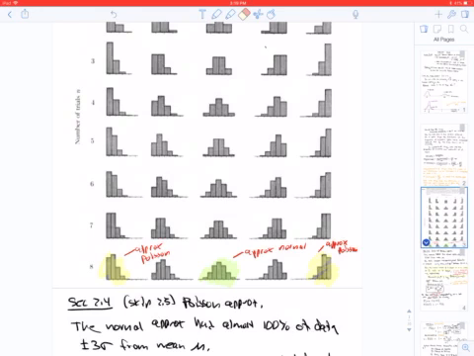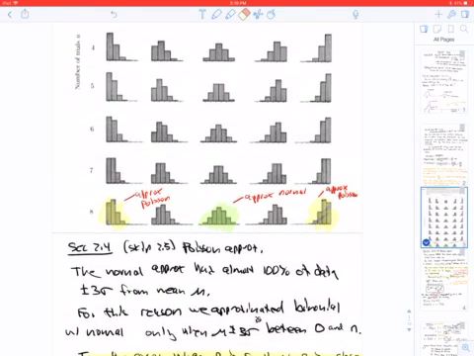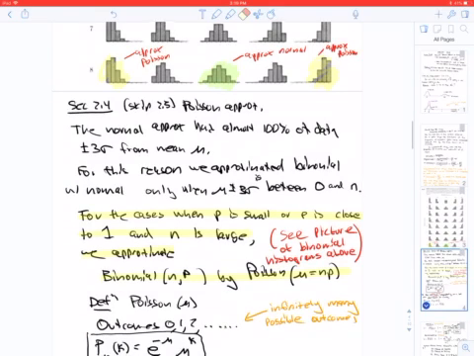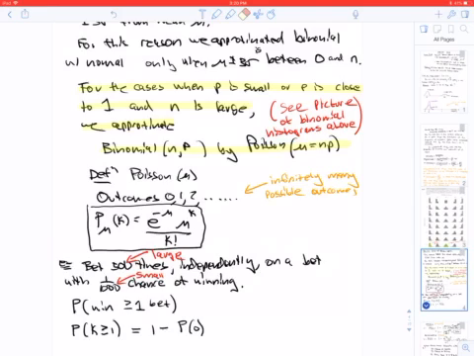So the Poisson approximation is about having n be large and p be very small, close to 0, or p being close to 1, but we'll talk about that situation in a moment. So for the cases when p is small, or p is close to 1, and n is large, we approximate binomial n, p by Poisson mu equals np. So Poisson is going to have one parameter called mu.